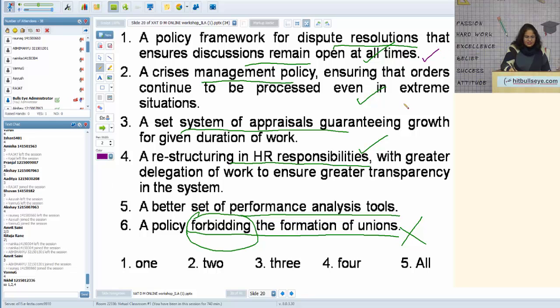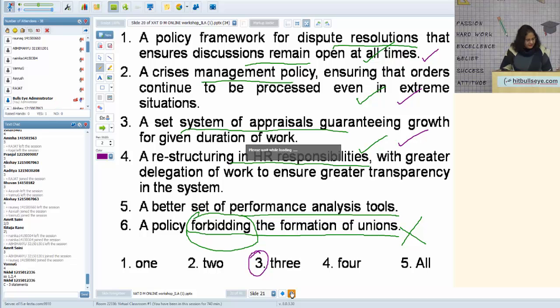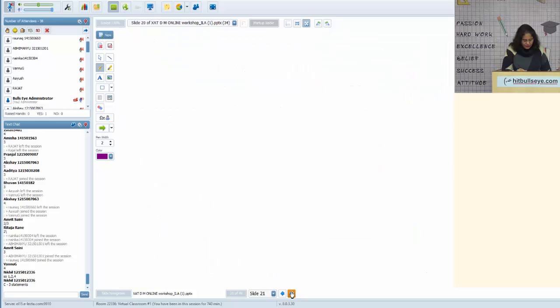This is the first, the second, and the fourth one. As such, the correct option is the third. Okay, yes, Nikhil. So it's the first, second, and the fourth. So the correct answer would be three things have to be taken into account to avoid such a situation, to deal with it. Yes, it's three.